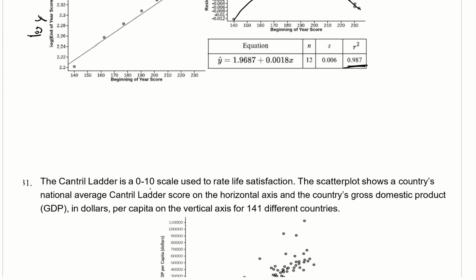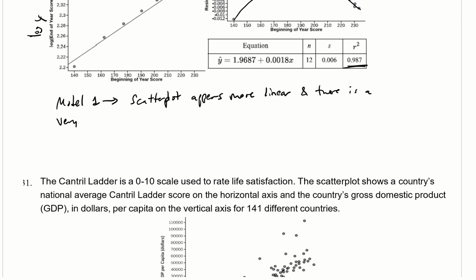I would say model 1: scatter plot appears more linear, and there is a very strong R squared value.